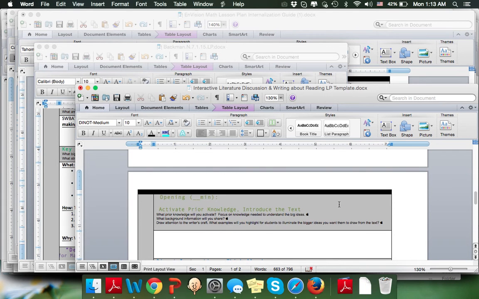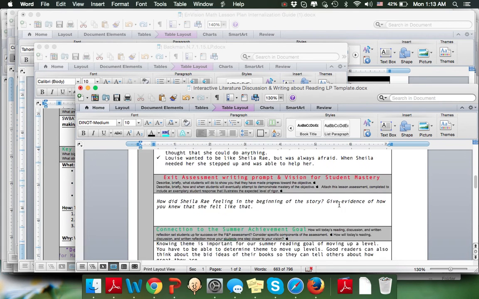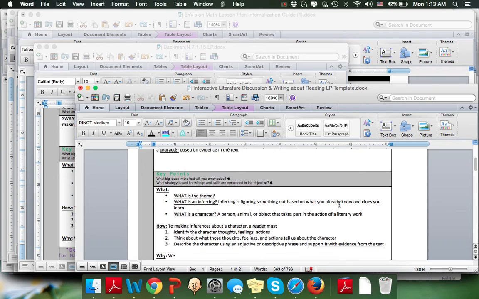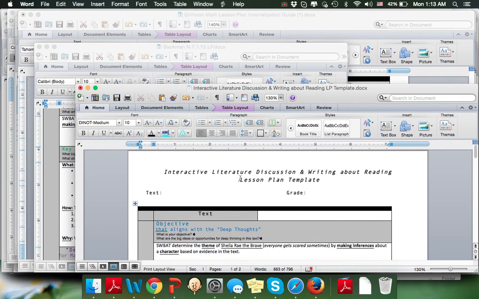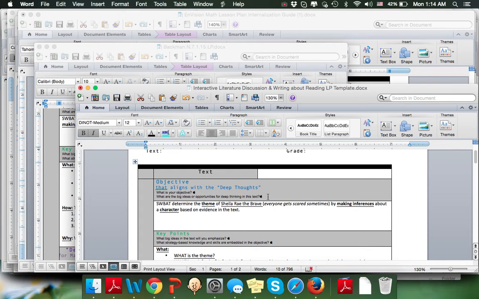Hi guys, I want to give a quick introduction on a couple pieces in our interactive literature discussion plans that I felt were consistent growth areas for multiple people. I think you did a really fantastic job this week of sticking with that objective of looking at theme, but also picking strategies that are really aligned with the text you chose.